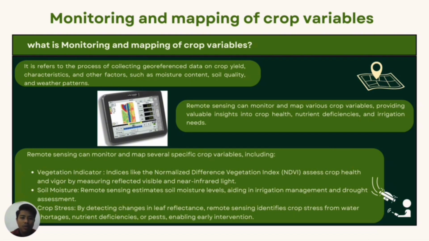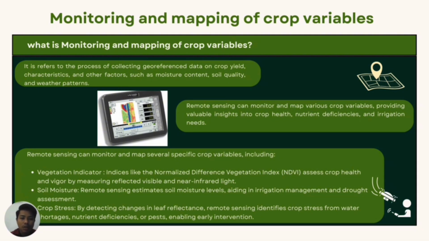It refers to the process of collecting georeferenced data on crop yield, characteristics, and other factors such as moisture content, soil quality, and weather patterns. Remote sensing can monitor and map various crop variables, providing valuable insight into crop health, nutrient deficiency, and irrigation needs.